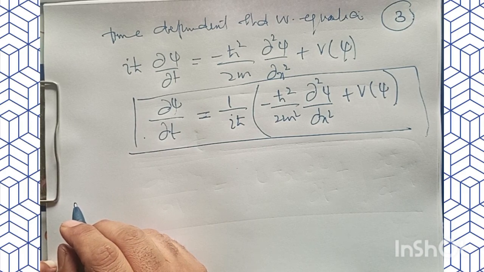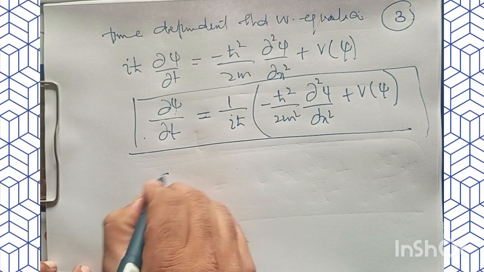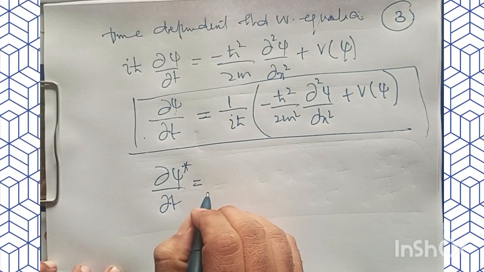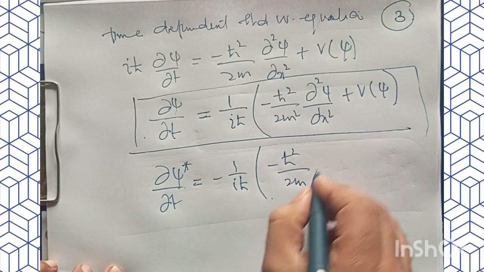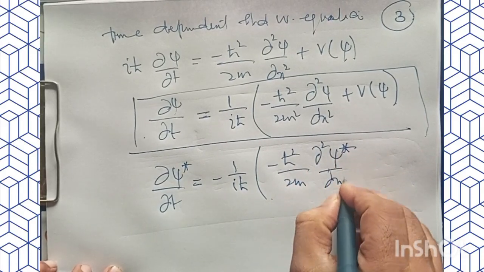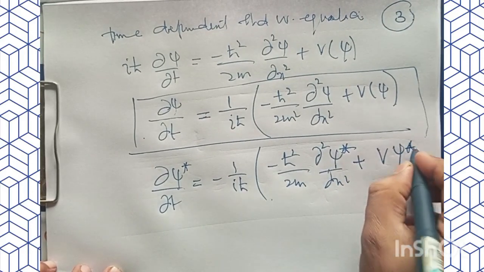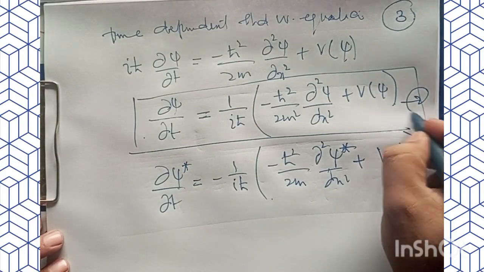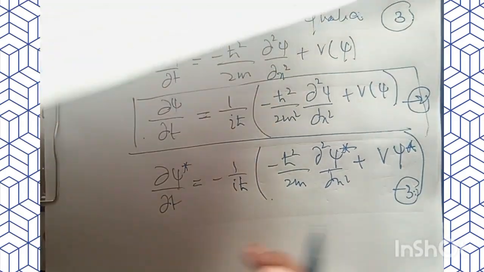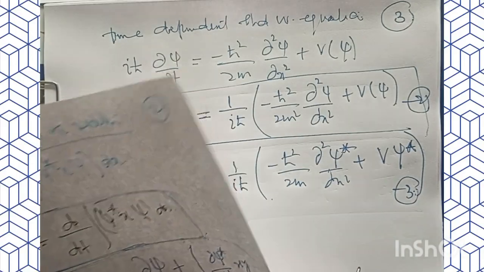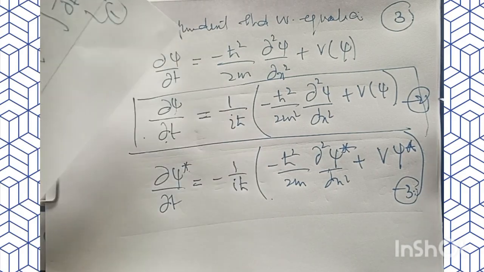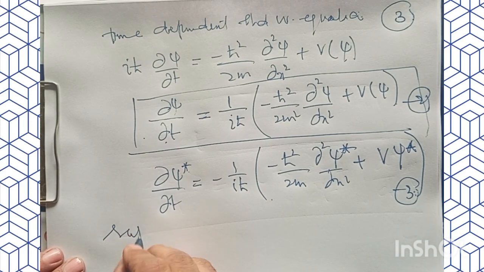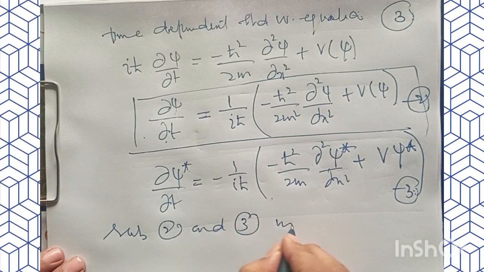And what I would like to do now is to take its complex conjugate, right? If I take its complex conjugate, I'm going to have minus 1 by i h cross. The rest will be the same, h cross square by 2m dou 2 psi star by dou x2, plus here I will have v psi star. So I have this as equation 2, and I have this as equation 3. And what I am supposed to do is use the values of dou psi by dou t and dou psi star by dou t. That means I'm using equations 2 and 3 in equation 1. So should I call it substituting 2 and 3 in 1?